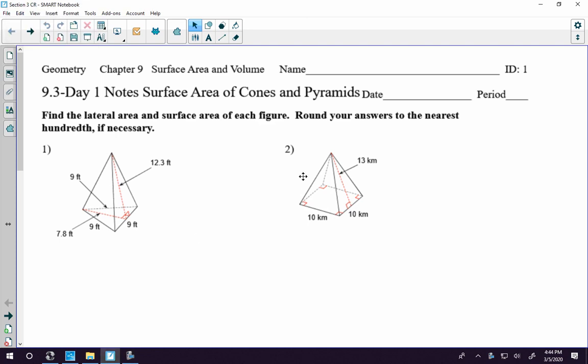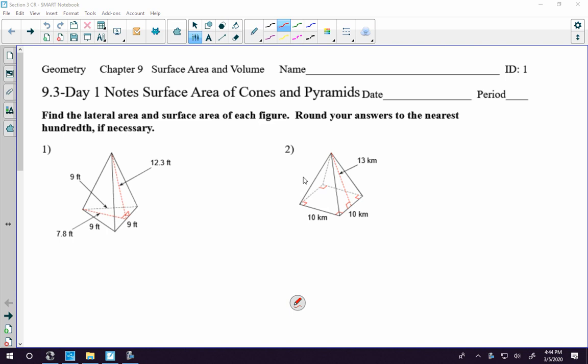Okay, guys, what we're talking about today is Chapter 9, Section 3. We're talking about the surface area of cones and pyramids. So first, let's take a look at the surface area of some pyramids. Okay, so in number 1 and number 2, pyramids have one base.